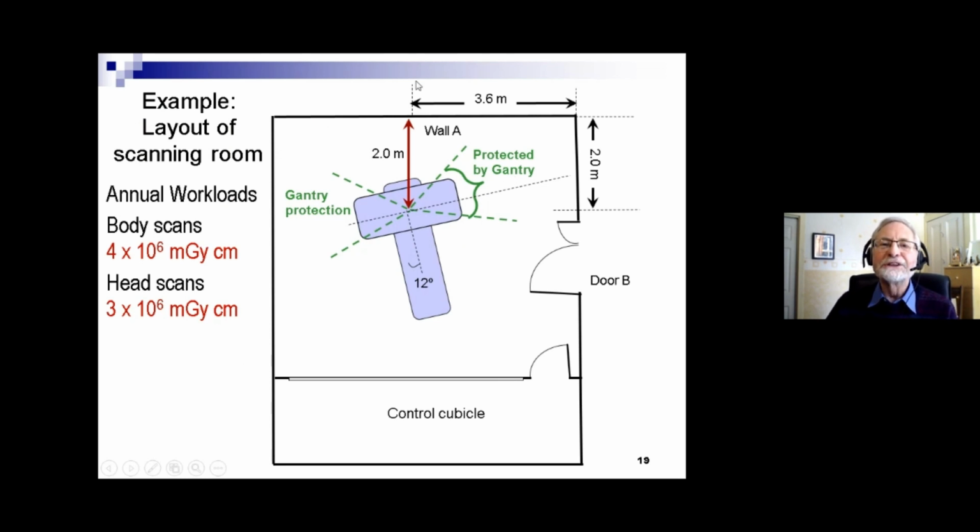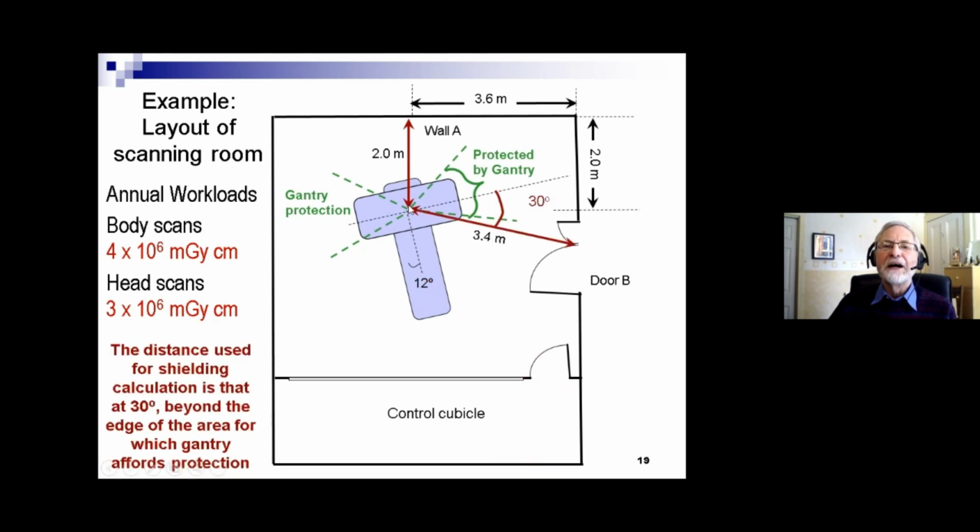The wall closest to the isocenter is this one at 2 meters. When we want to consider protection of the door, because of the protection of the gantry, we apply an angle of 30 degrees and then can calculate the scatter at that sort of distance. So the distance used for shielding calculations is that at 30 degrees beyond the edge of the area for which the gantry affords protection.